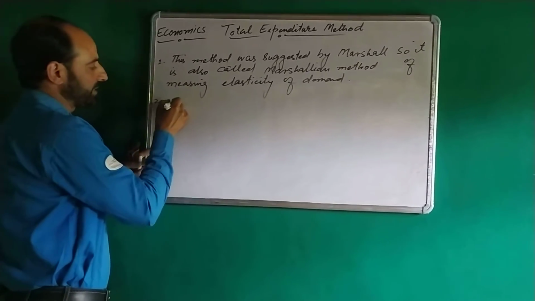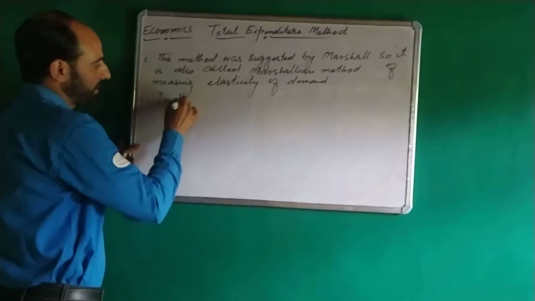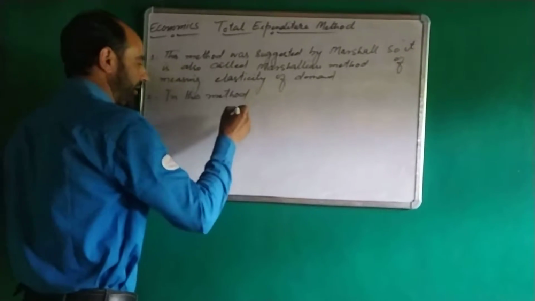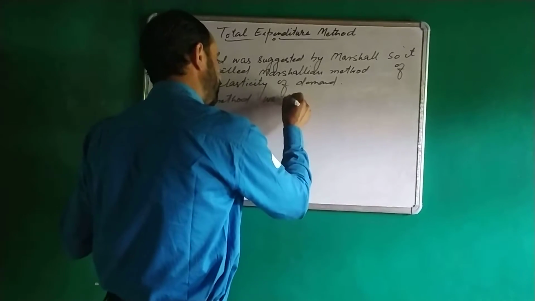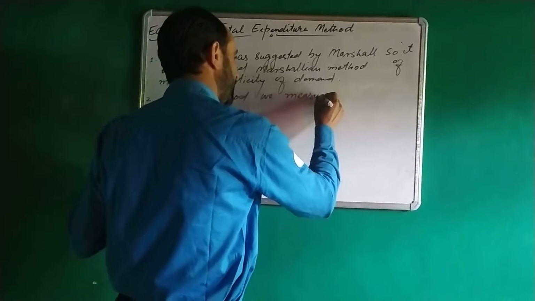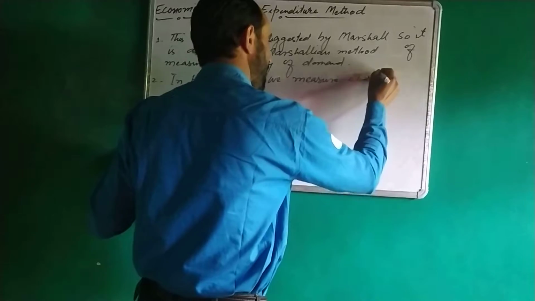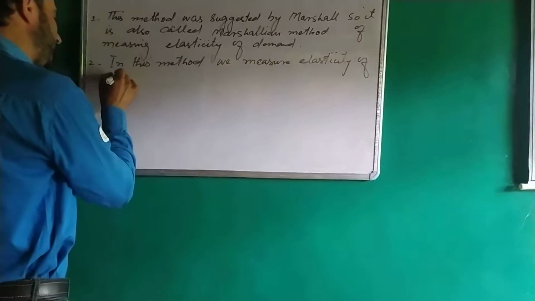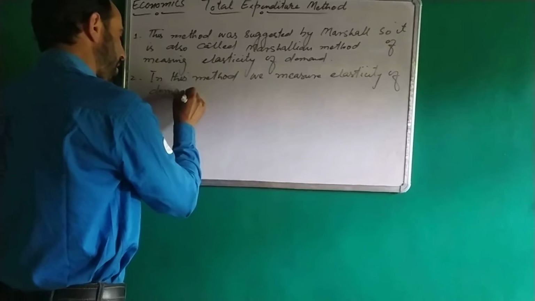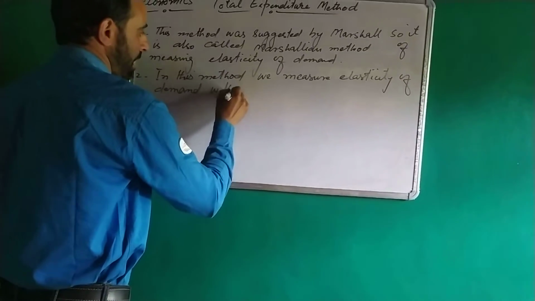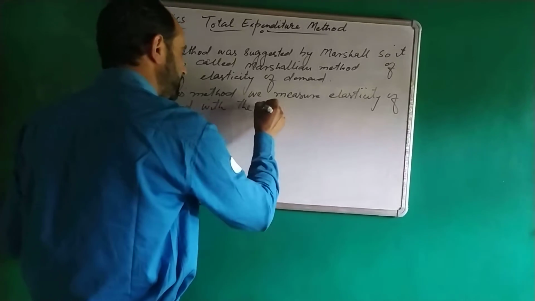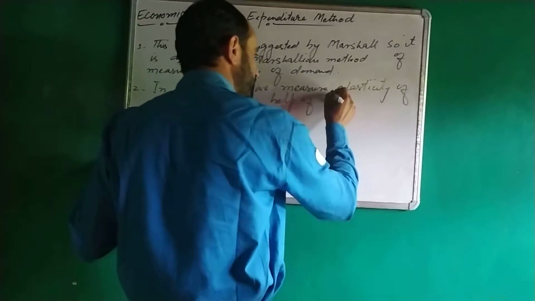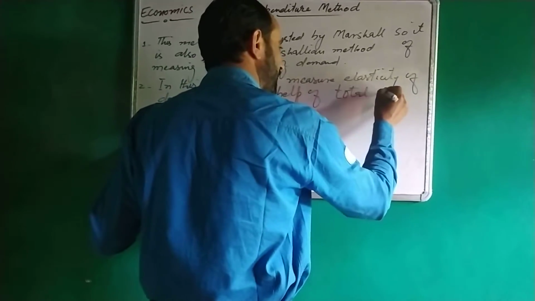Point number second is, in this method we measure elasticity of demand with the help of total expenditure.